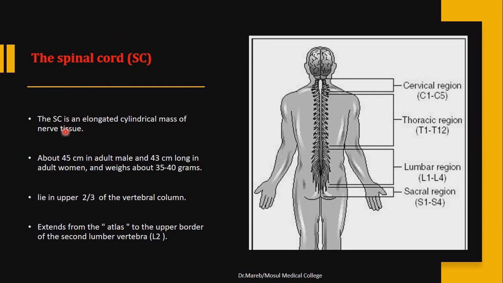The spinal cord. The spinal cord is actually an elongated cylindrical mass of nerve tissue. It's about 45 cm in the adult male and 43 cm in the adult woman. It weighs approximately 35 to 40 grams. It lies in the upper two-thirds of the vertebral column. It extends from the atlas to the upper border of the second lumbar vertebra.